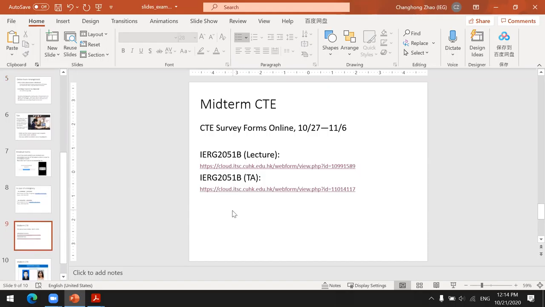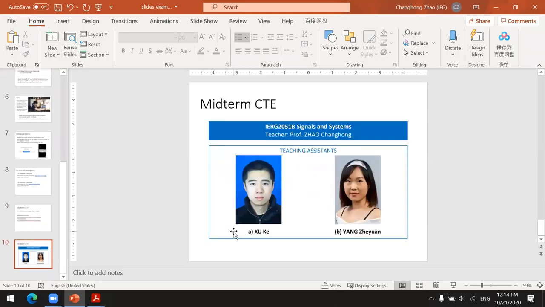And for the TA questionnaire, I think it only specifies the TA number code, whether it's TAA or TAB. For this class, A is Mr. Xu Ke, B is Ms. Yang Zheyuan. So you have two TAs.